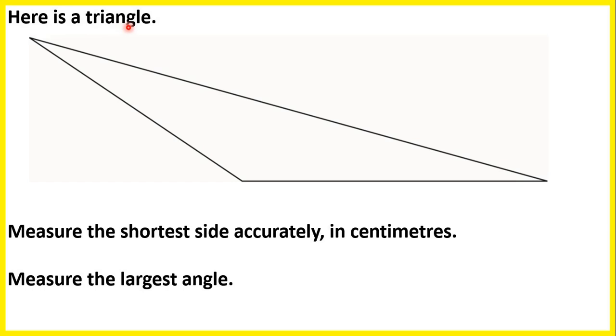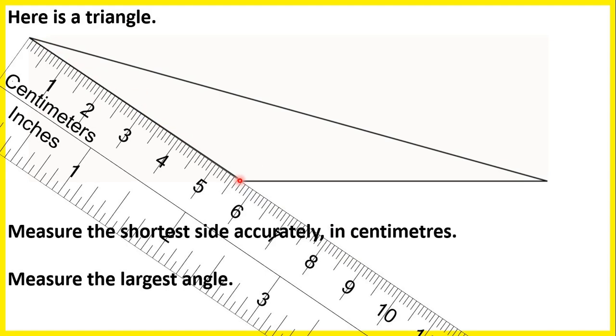Here is a triangle. Measure the shortest side accurately in centimetres. So the shortest side looks like it could be this side here. So if we measure with a ruler, we need to make sure our ruler is lined up so that 0 is on one corner, and then when we look to the end of the line, we can see that it's between 5 and 6 centimetres.